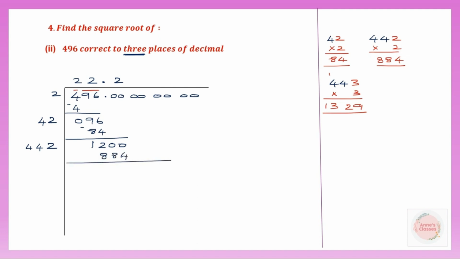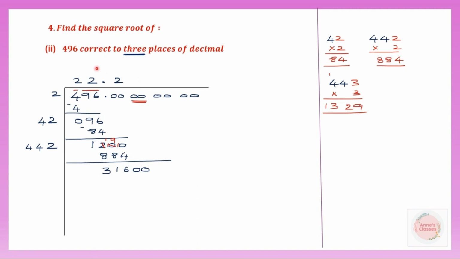So let's subtract now. So we borrow. This is 10, 9, 10. 10 minus 4 is 6. 9 minus 8 is 1. Now again we have 1 here. We're going to borrow. 11 minus 8 is 3. 316. Now let's bring down the next pair of zeros. That is this pair. We're going to bring it down. So we have the number now 31,600.